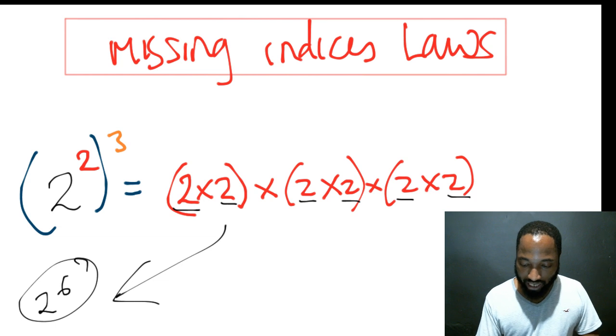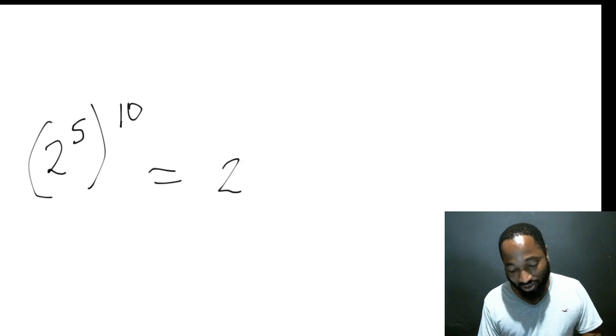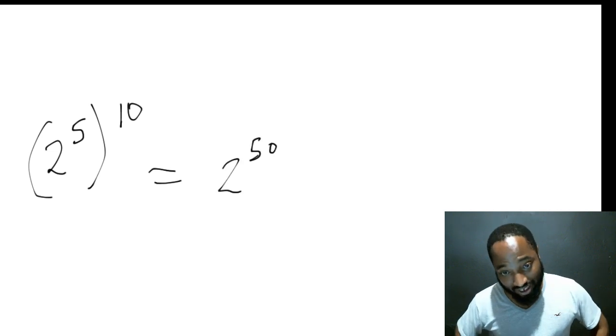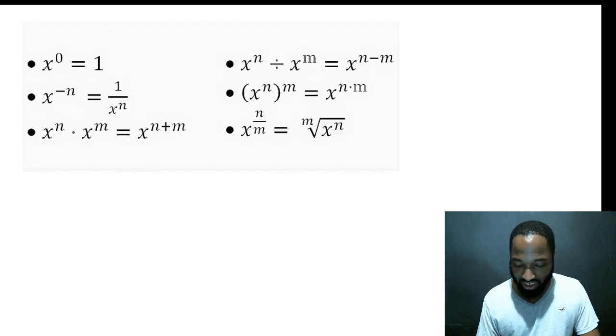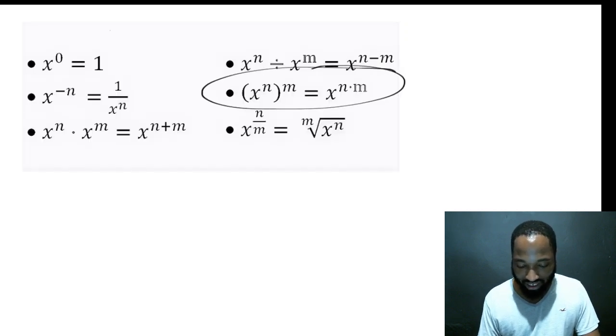So that law says that if I have 2 to the power of 5 and I put 10 here, it actually means that's really 2 to the power of 50. I need to multiply when it's like this. So the law is written in this way. I'm not going to scroll all the way back for those laws. Let's bring them up again. The law is written in a nice way here. You see it? Let's make it nice and big.